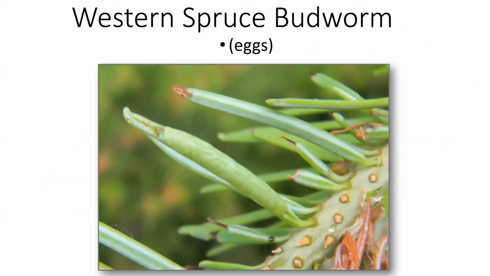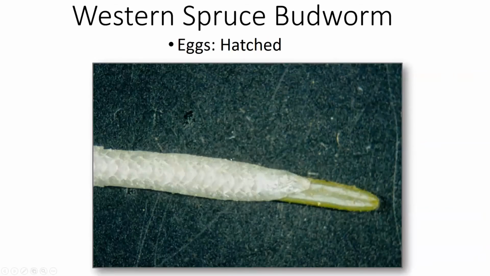And these guys are very inconspicuous. The egg mass is located here on a needle, and you can see that it's green and looks very much like the rest of the needle. Very hard to find these. When it hatches, it kind of takes on a whitish appearance.